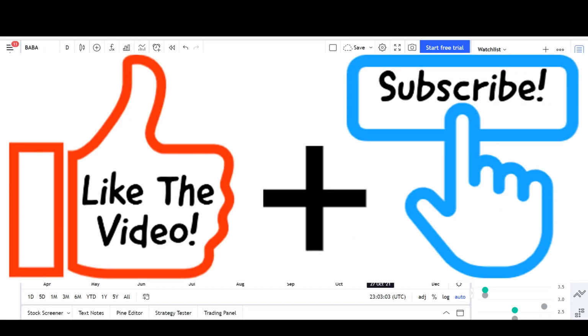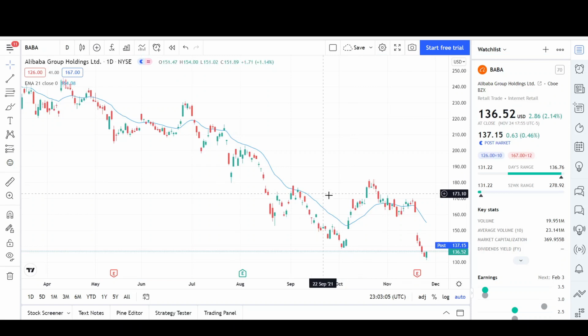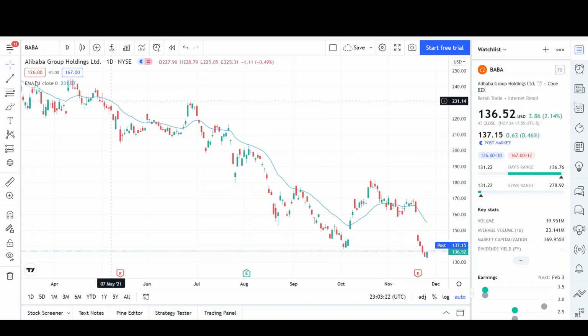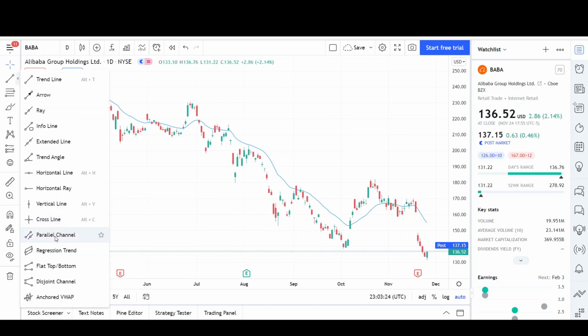The thing about BABA is that it's one of the best companies out of all the Chinese stocks, but it is the one that got the most smacked down of all of them and still hasn't recovered, unlike JD, which is already kind of in an uptrend. So that's kind of sad for BABA, but nonetheless still a great company. So let's start this technical analysis by looking at the daily chart.